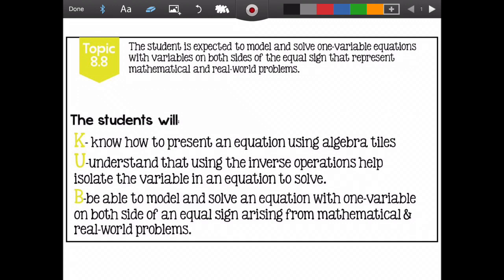Okay, so yesterday we focused just on modeling the equations and solving, and today we're going to add that last thing in where we're going to be solving real-world mathematical problems.